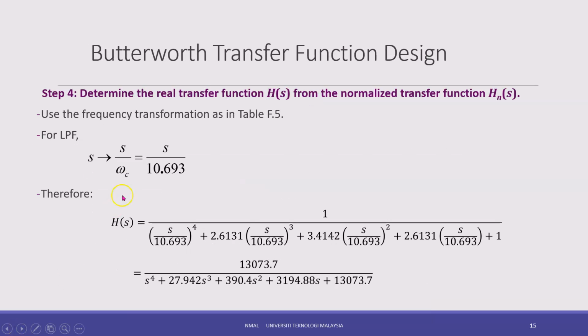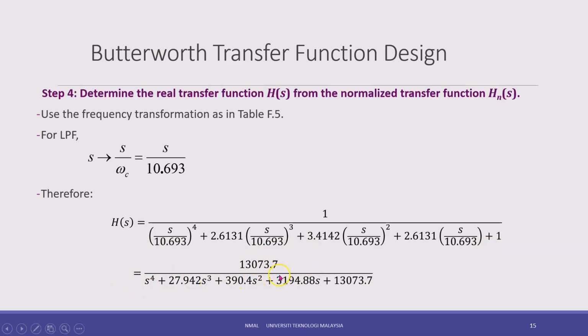In order to find the real transfer function from the normalized one, we have to use the frequency transformation. Again, this is in table F5. For the low pass filter, S is replaced with S divided by omega C. So for every S that exists in the normalized transfer function, we change it to S divided by 10.693. So we divide here, and you calculate.